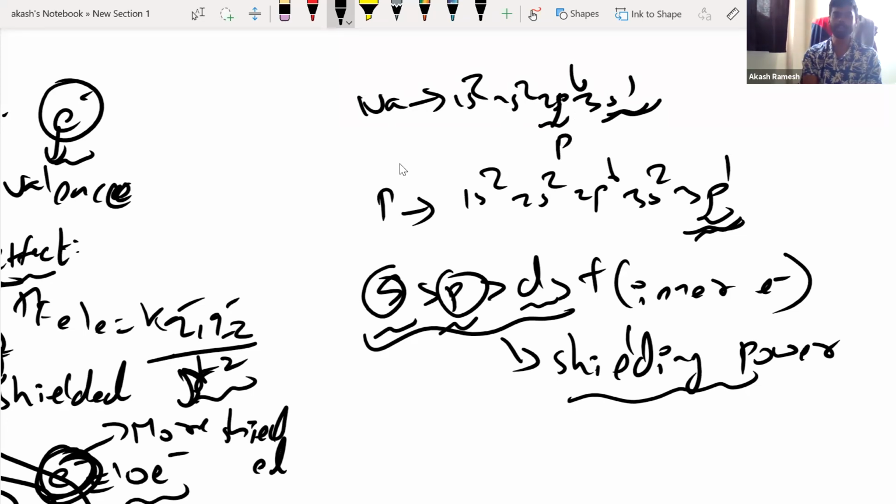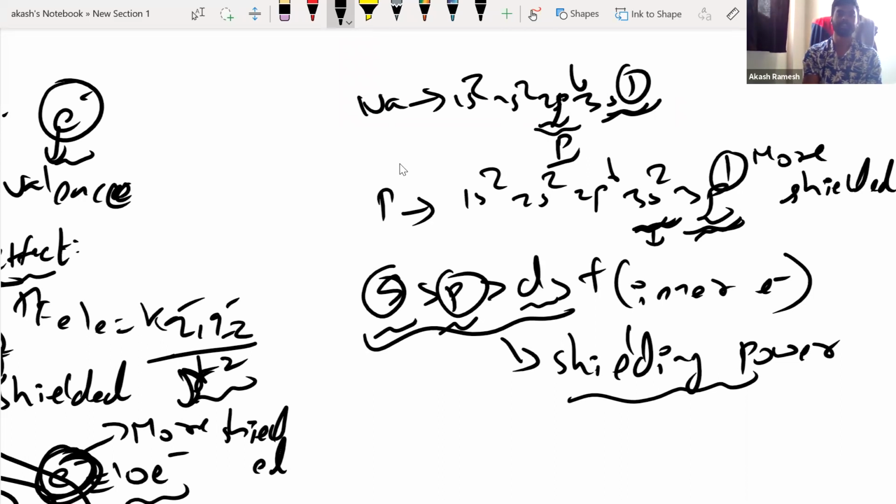The previous electron is in p orbital here. But you look at this, the previous electron is in s orbital. Now I told you that the inner electron, if it is s orbital, has more shielding power than the electron in p orbital. So when I compare the shielding effect of these two electrons, this electron is more shielded than this electron. This is less shielded.